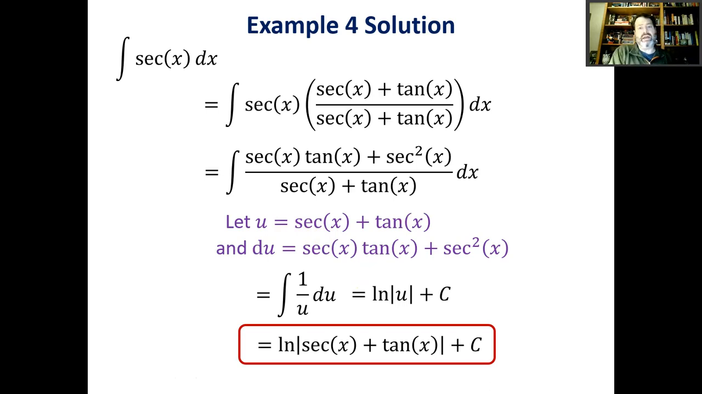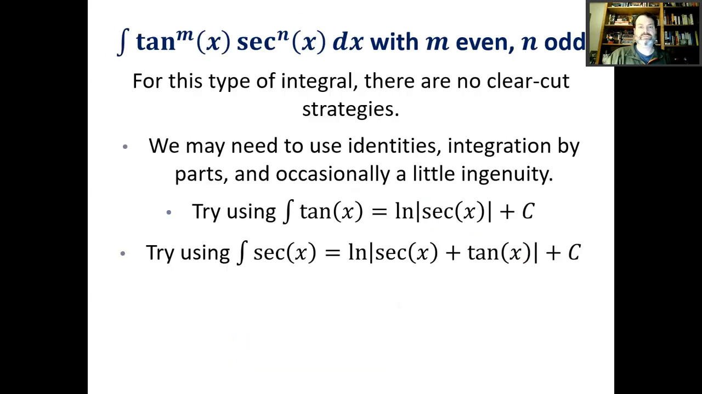Because you will see it a lot. Anytime you have secant with an odd power, this basically pops up. And that leads us to the strategy when this happens. If this is even and this is odd, there's no nice way to do it. You can always try integration by parts.